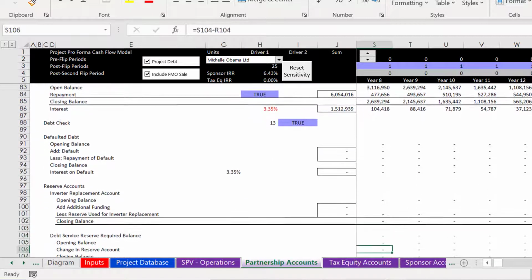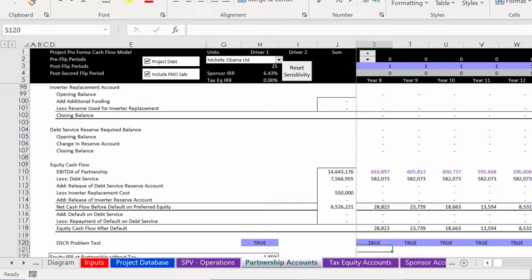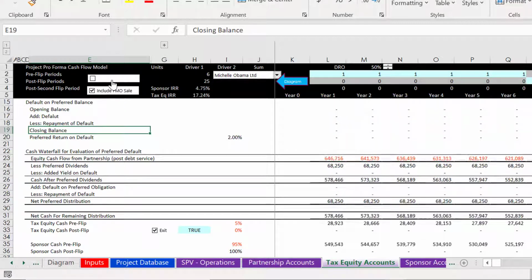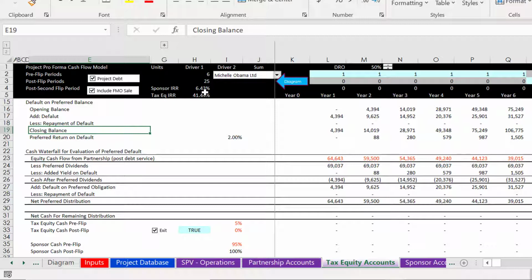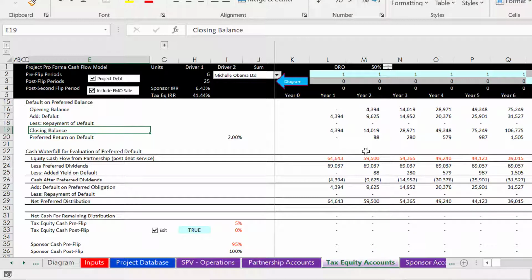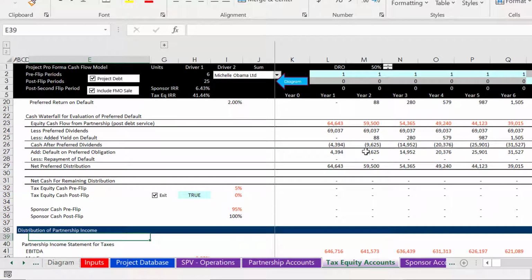So down here we had a default, and this is almost our equity cash flow, and waterfall for evaluating default. Now I had this discussion with the tax accountant, and he said it's always better to put project debt in because you get a higher IRR. Look at the IRR. If we put project debt in, we have less, but there is this little risk that you can kind of demonstrate a little bit. And I'm sorry for the underlines.